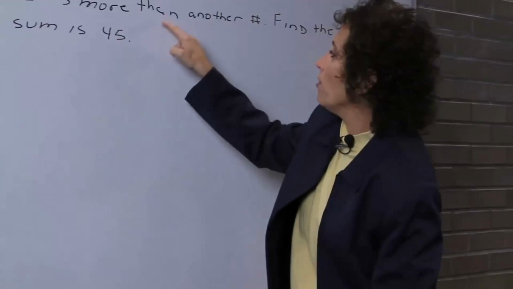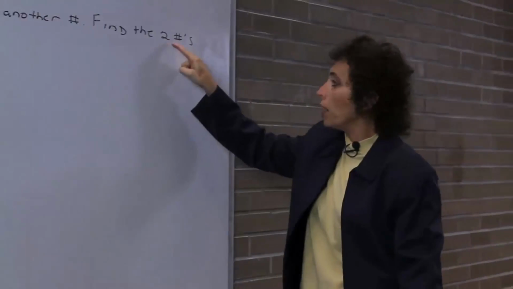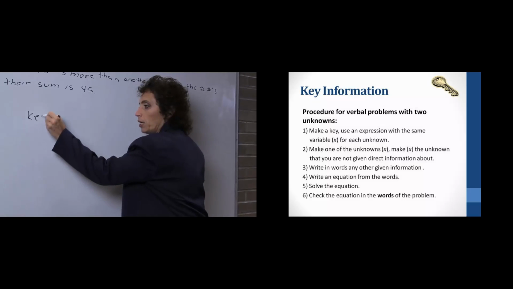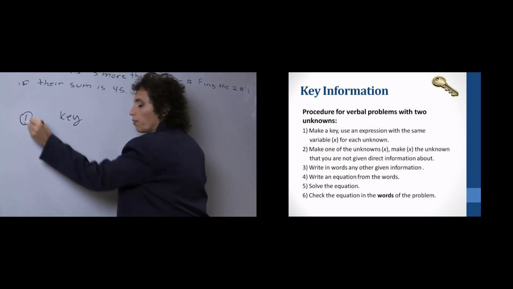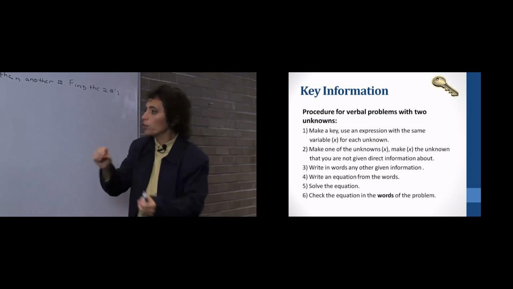One number is 5 more than another number. So there's 2 numbers going on. Find the 2 numbers. We want both numbers. So we want a key. This is the key. So the first step is to write a key. The very first step is to write a key. Okay? In your key, you label what you're looking for.